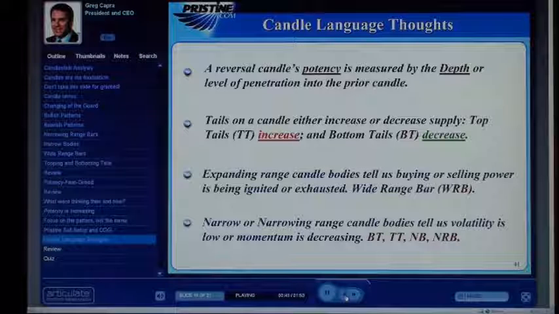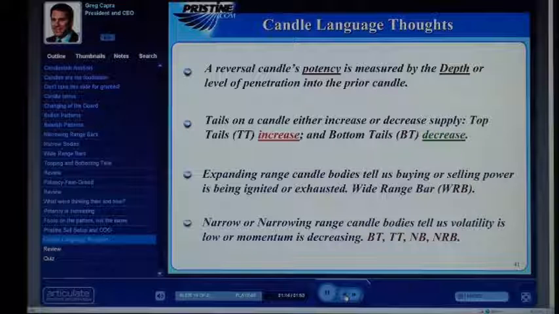Expanding range bodies tell us that selling power is either being ignited or exhausted. A wide range bar after low volatility ignites a move. A wide range bar after an extended move exhausts a move. Narrow or narrowing range bodies tell us that volatility is low and momentum is decreasing. In other words, bottoming tails, topping tails, narrow bodies, narrowing range bars.